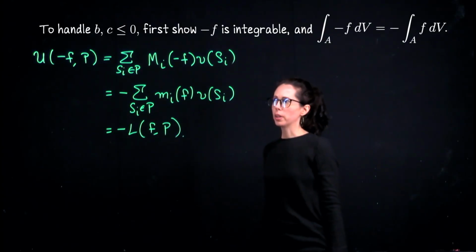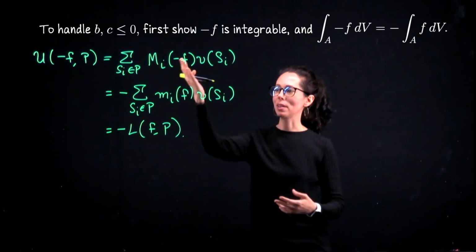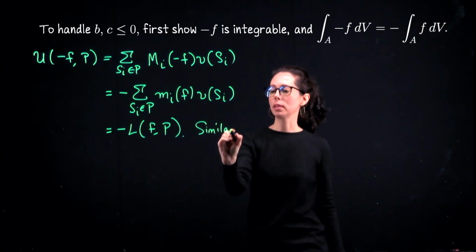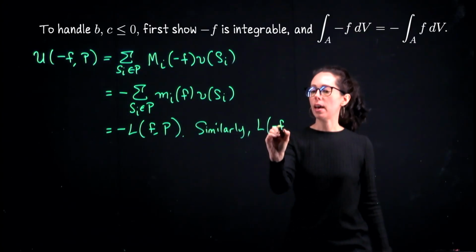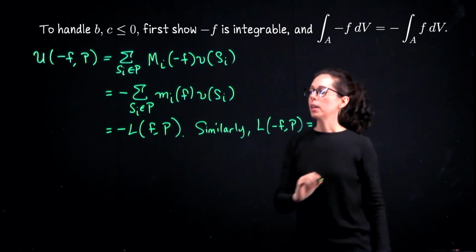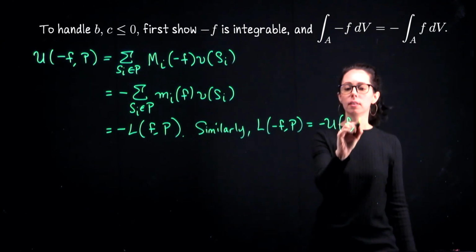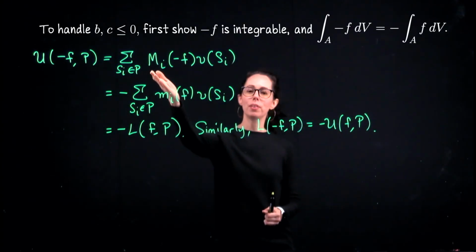I'm not going to do the analogous computation for the lower sum. It's the exact same thing. We'll flip an infimum to a supremum. So you're welcome to show this on your own. The lower sum of negative f with respect to the same partition will be equal to -1 times the upper sum of the original function with respect to the partition. Again, exact same idea, except an infimum will flip to a supremum.